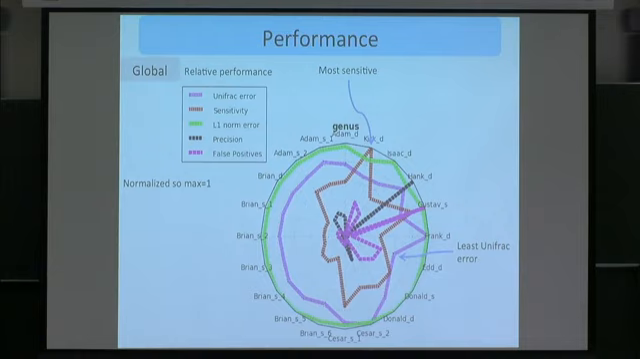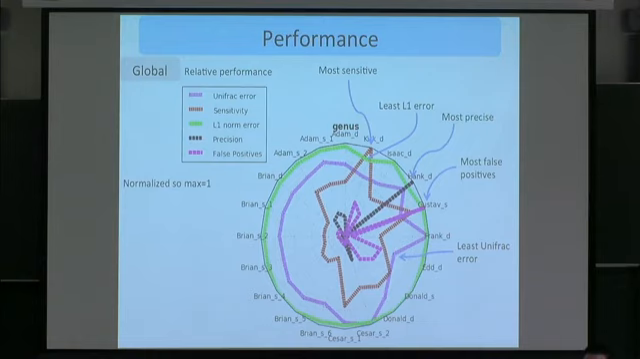And, like for the red right here, that's the largest out of all these, so that means this one is the most sensitive. Green right here, L1 error, has least L1 error. Black by far most precise. And this one, most false positives.